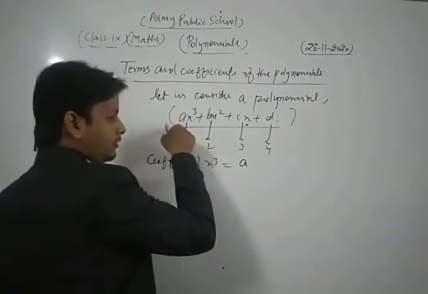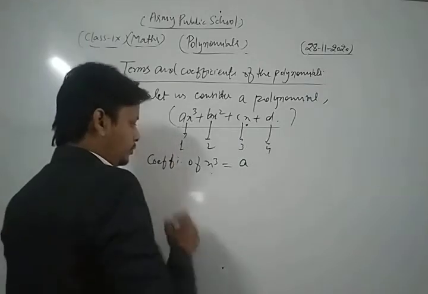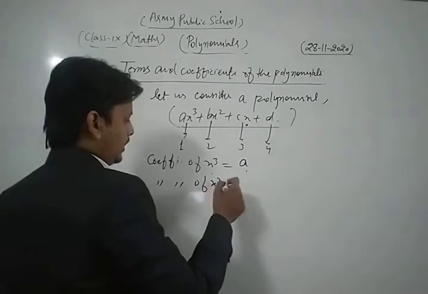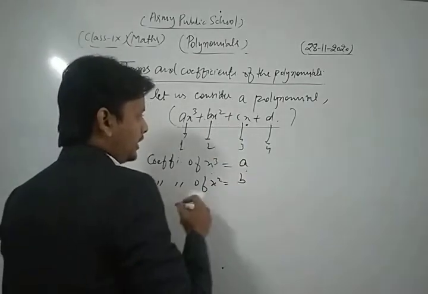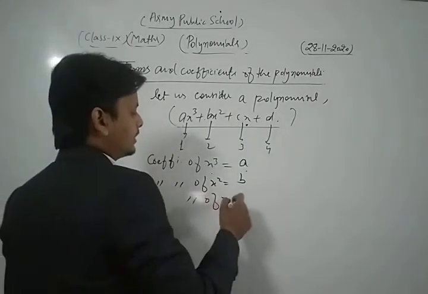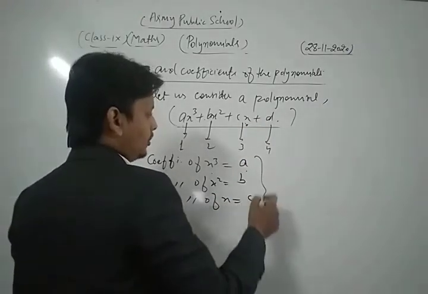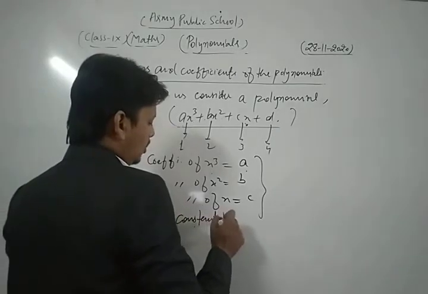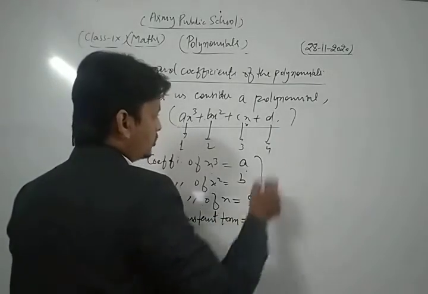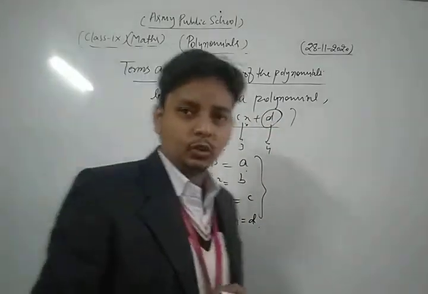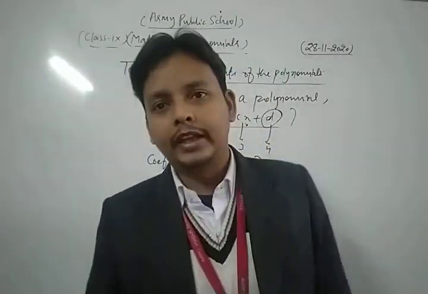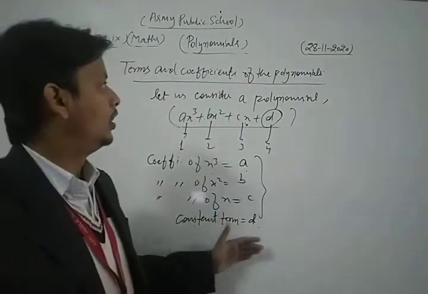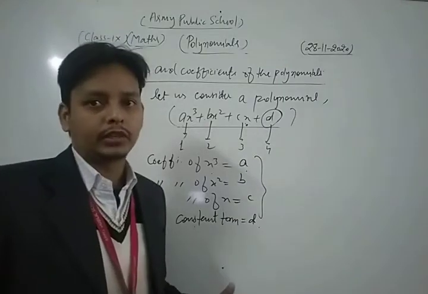Because a is the factor of x cube, the coefficient of x cube is a. Similarly, the coefficient of x square is b, the coefficient of x is c, and the constant term is d. Because that term contains no variable, it is said to be a constant term. So this is the concept of terms and the coefficients of the polynomial.